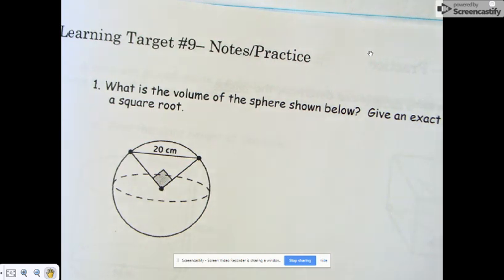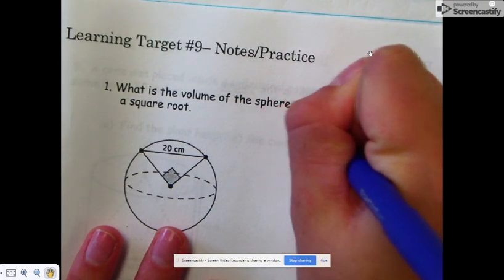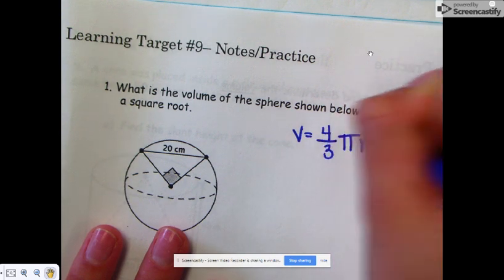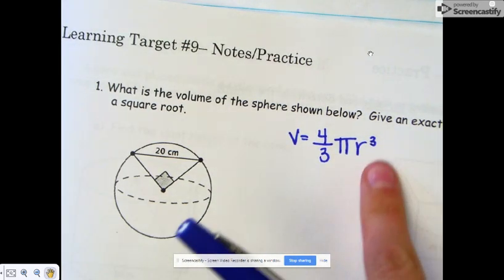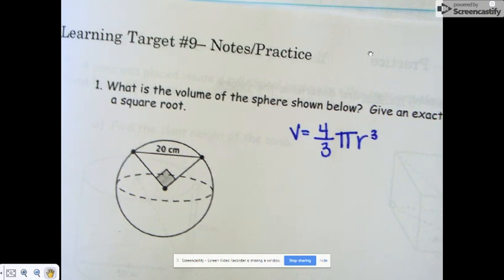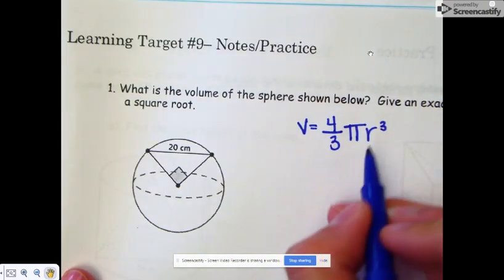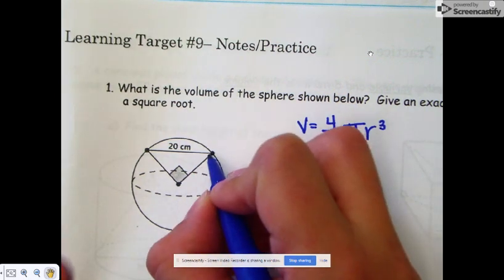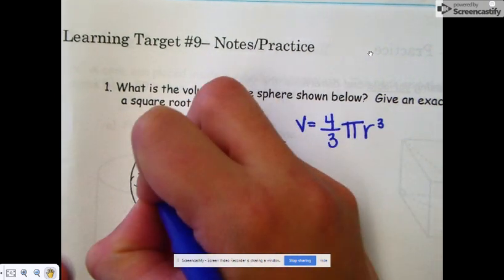It says, what is the volume of the sphere shown below? If you look at your reference table, that yellow reference table, that's the formula for the volume of a sphere. Notice this is cubed and not squared, so be careful when you're writing it. And so you need to know the radius in order to do that. Well, the radius is any length from the center of the circle to the outside of the circle. So that's r squared here.